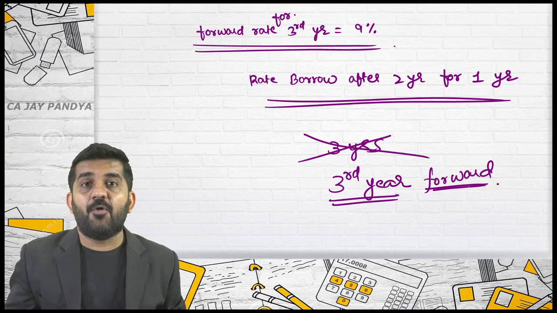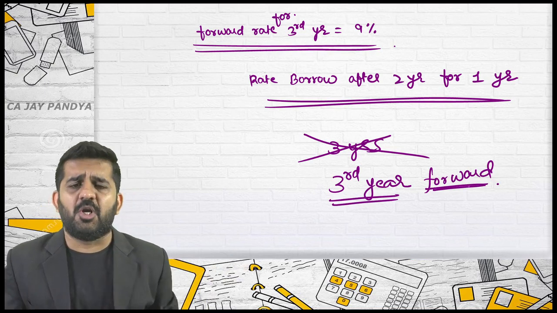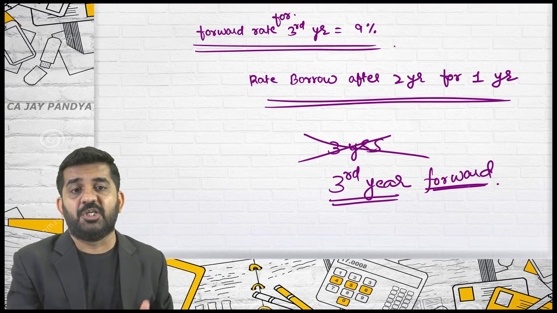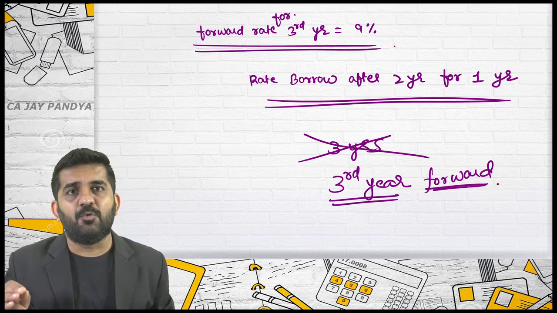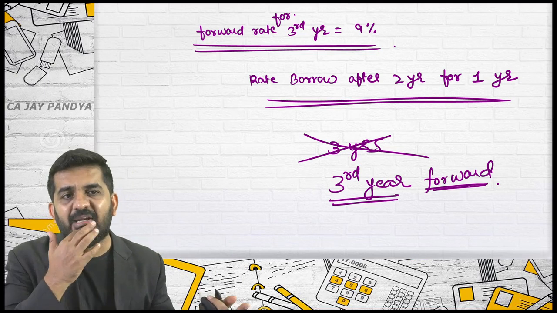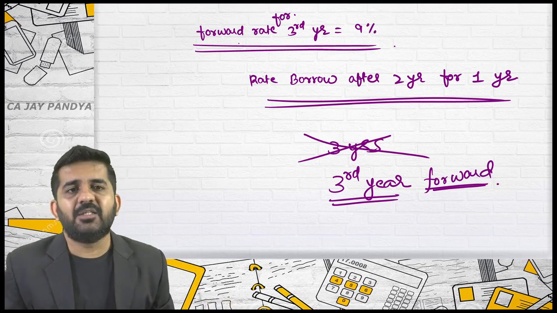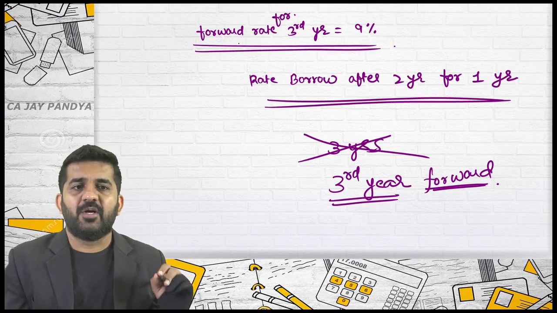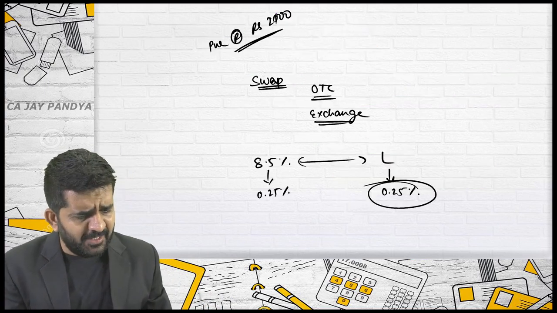Forward rate for fourth year. Normally this will not be the case, but forward rate for the fourth year is the rate applicable if you want to borrow money at the end of third year for the period of 1 year. Is it alright? This is nothing but the concept of forward rate.